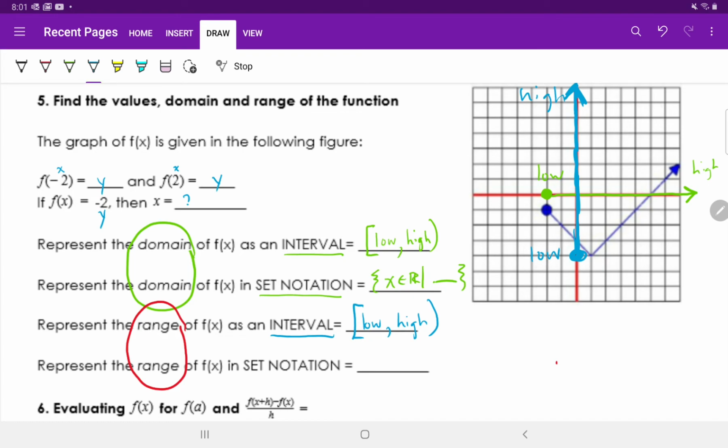All right. Finally, set notation. We're going to do the set of all x in the reals, such that, and then whatever your set is.